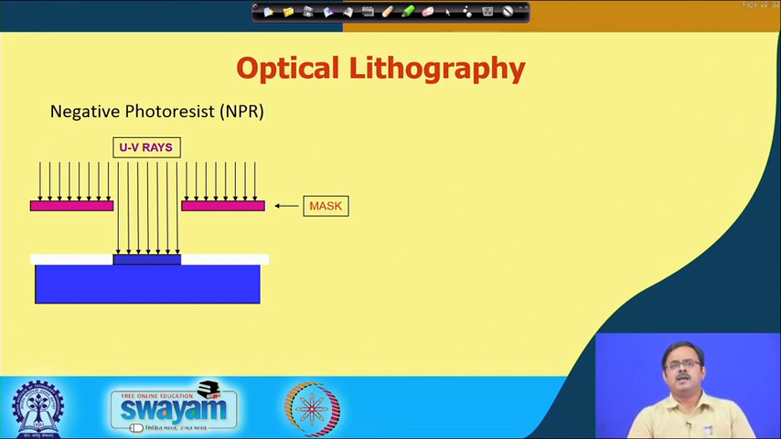Clear? So again, the whole point of photolithography is that I am able to locally change the properties of a certain surface, so that later on, if I make that surface undergo some chemical treatment, preferentially material from those localized areas can be either removed or retained, depending on whether it was positive photoresist or a negative photoresist. Okay. All right.